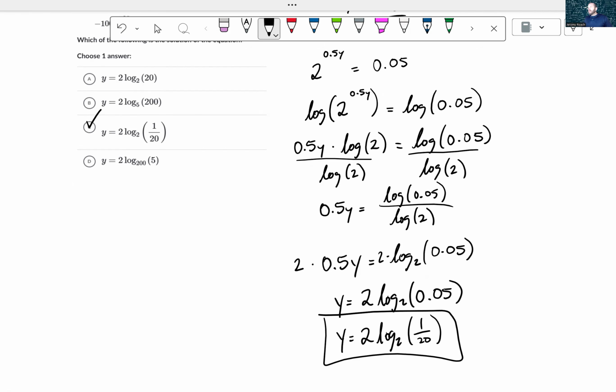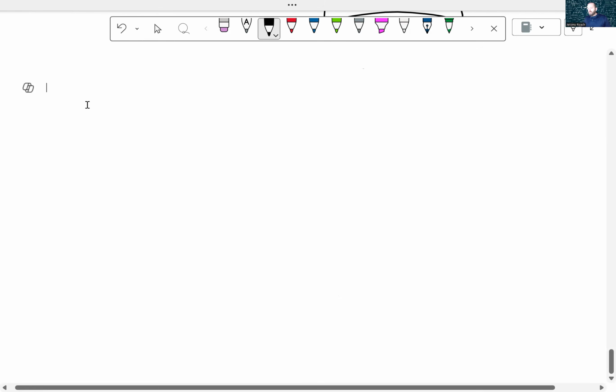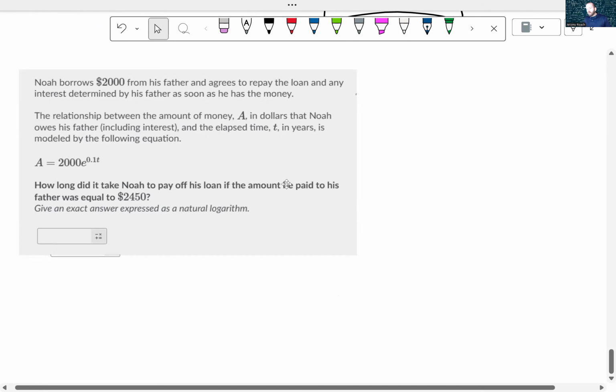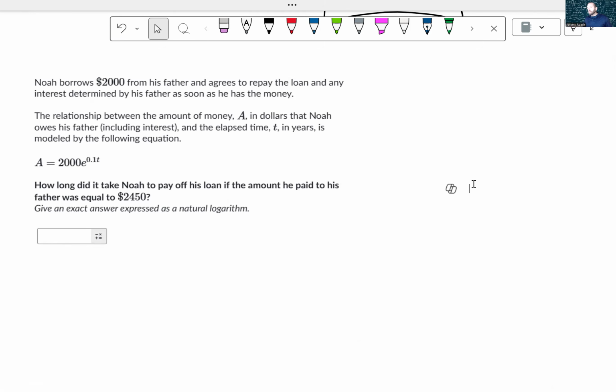All right. The last problem that we're going to look at is a word problem. And it's kind of the same thing. We're going to use these same rules, but we have to assess what these different values are in the word problem. So this first problem says Noah borrows $2,000 from his father. He agrees to repay the loan and any interest determined by his father as soon as he has the money.